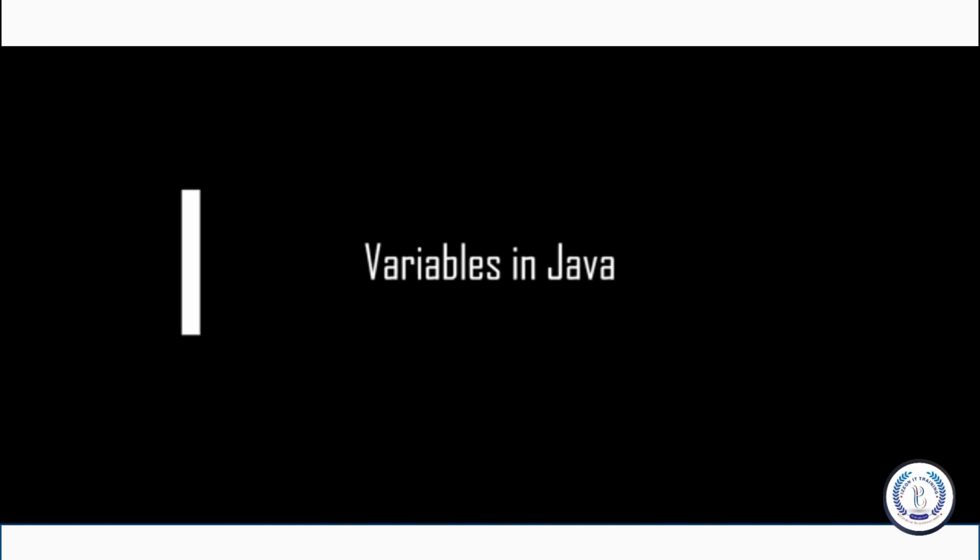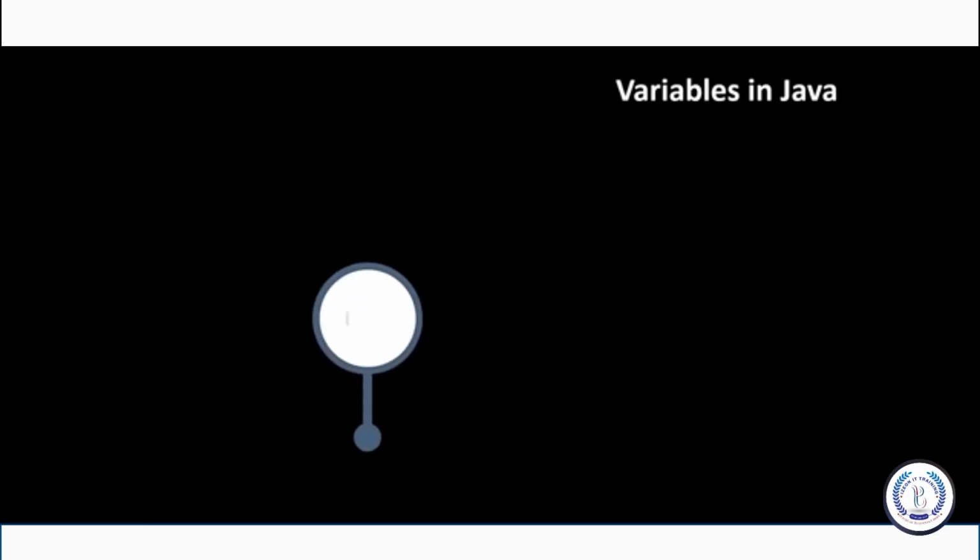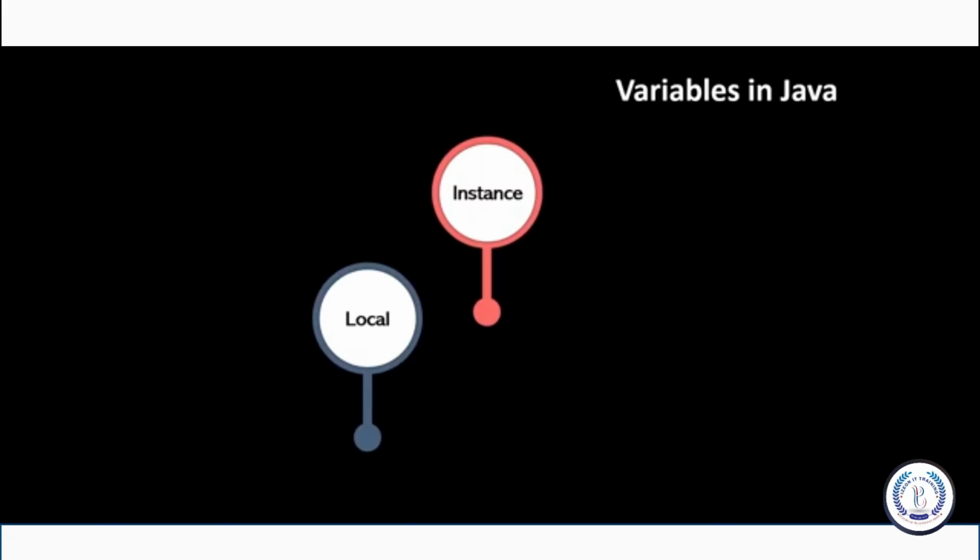and understand the variables in Java. First, let us understand the basic definition of a variable. A variable is a container that holds the value while Java program is being executed. A variable is assigned with a data type.